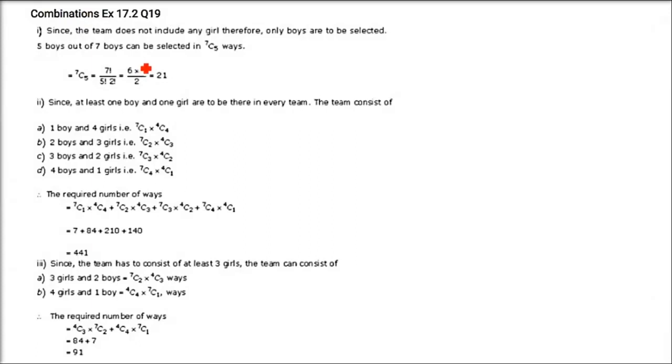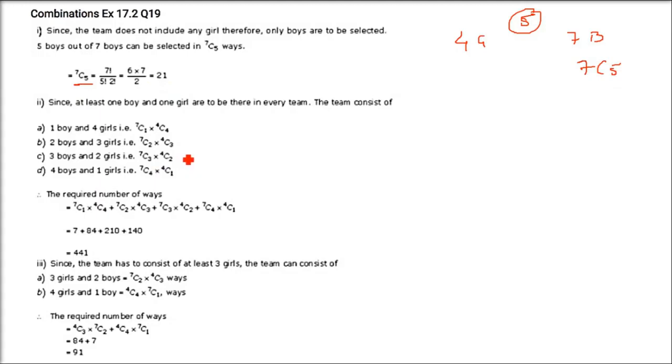A group of 4 girls and 7 boys. In how many ways can a team of 5 members be selected if the team has no girl, at least 1 boy and 1 girl, at least 3 girls? So we have 4 girls and 7 boys. First thing being asked is no girl, so we have to only select from boys. So we have to have 5 team members. So there are 7 boys, you take all from 7, that is 7C5, so it is 21.